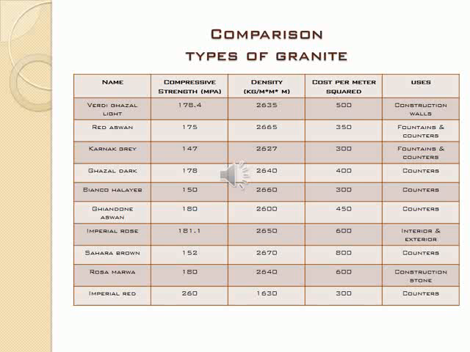1630, in fact. And there is also a wide range of costs per square meter. For instance, the Rosa Marwa costs 600 and the Sharara Brown costs 800, so the cost varies quite a bit as well. The uses in fact also vary. We have construction walls, fountains, fountain counters, interior and exterior construction stone, and many other uses as well.